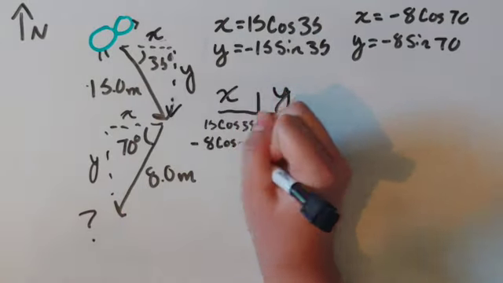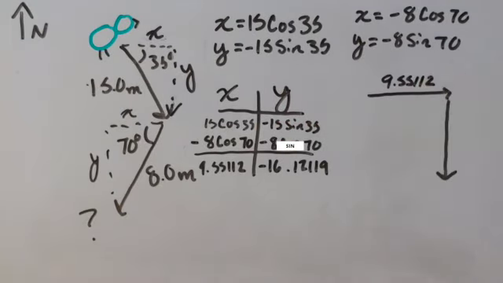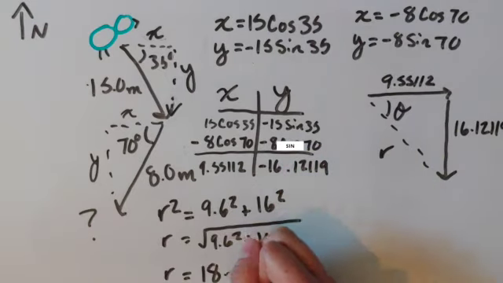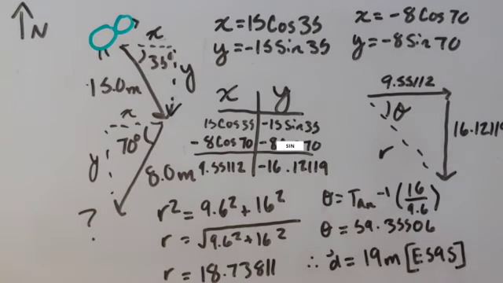We add the x and y values to each other first, and that gives us this triangle, with angle theta and vector r. This is another right angle triangle, so we can use Pythagorean's theorem to find r, and the inverse of tangent of the opposite over the adjacent to find theta. We get a final displacement for our blue jay of 19 meters east, 59 degrees south.